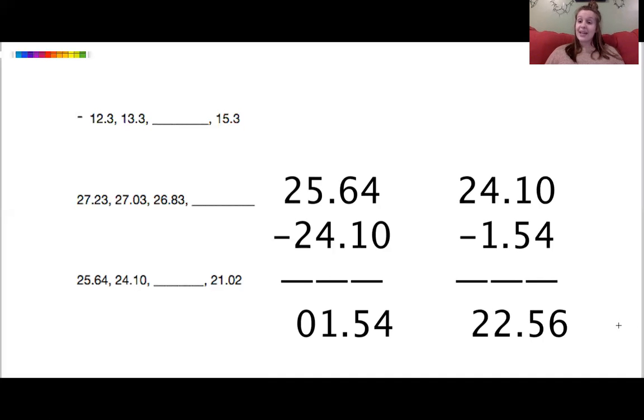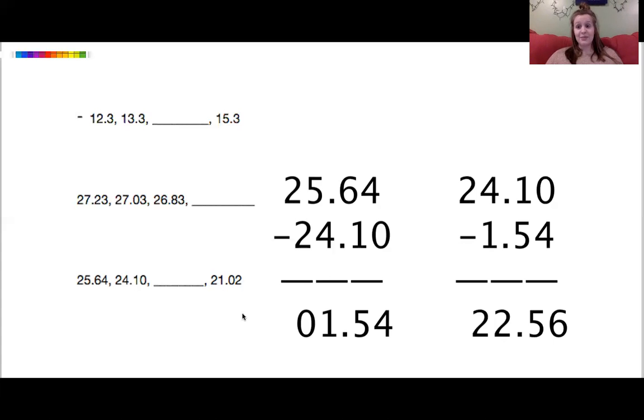22 and 56 hundredths. And if you wanted to check your answer, you could take 22 and 56 hundredths and subtract 1 and 54 hundredths. So we can do that. 6 minus 4 would be 2. 5 minus 5 would be 0. We would bring down our decimal. 2 minus 1 would be 1, and 2 minus 0 would be 2. So that tells us that we filled in that number correctly, because when we subtracted 1 and 54 hundredths from 22 and 56 hundredths, we got the next number in our pattern.